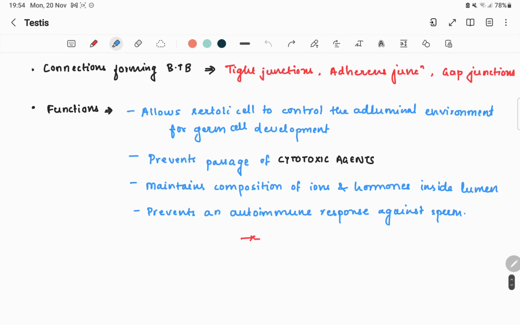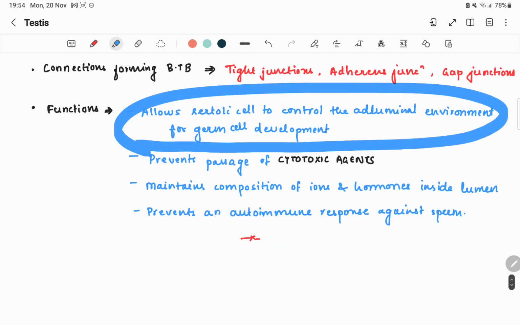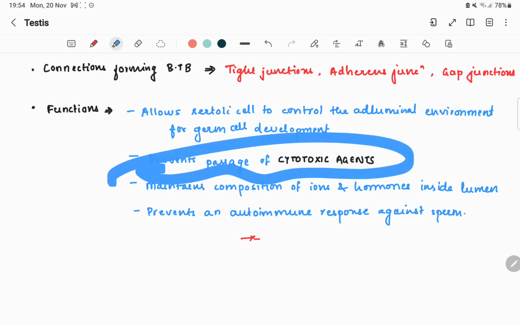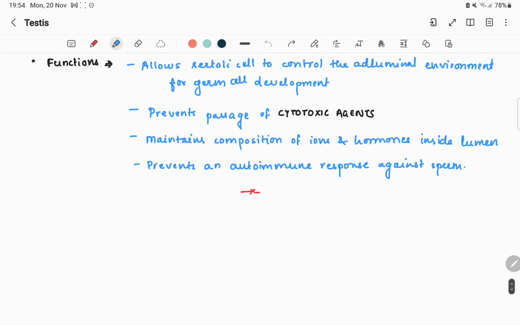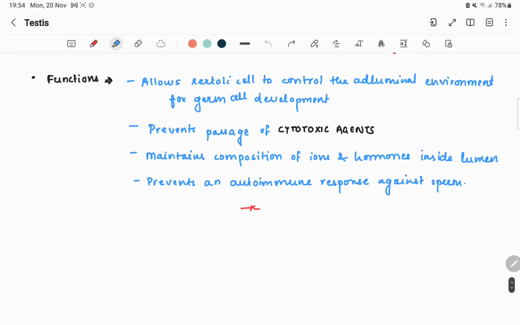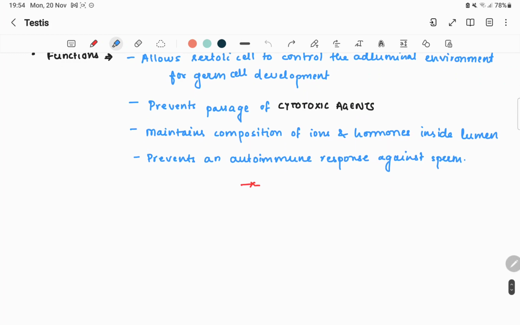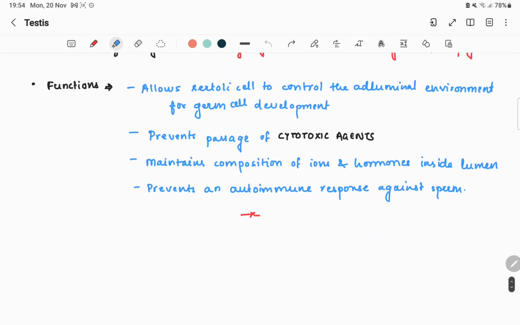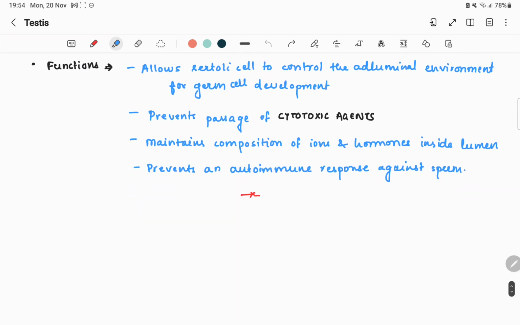As for the functions, it allows the Sertoli cell to control the adluminal environment. So the Sertoli cell is basically controlling the environment which is required for germ cell development. It prevents the passage of cytotoxic agents and noxious agents which may inhibit your spermatogenesis. It maintains the composition of ions and hormones inside the lumen and prevents an autoimmune response against the sperm.